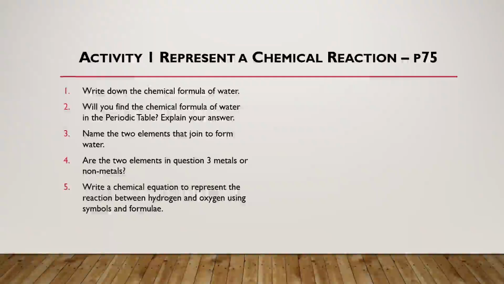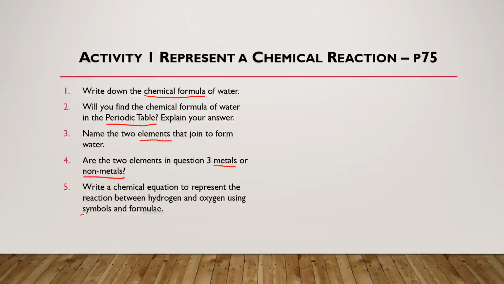Okay guys, so activity 1 represents a chemical reaction on page 75. It's basically the activity that gives you an overview of what the topic is about and the main concepts that you'll be covering in your topic, such as chemical formulas, the periodic table, all of the elements, and chemical equations, and the symbols and the formulas. And that I just read from the questions because it's the main important things in this topic. And all of the subheadings within the topic.